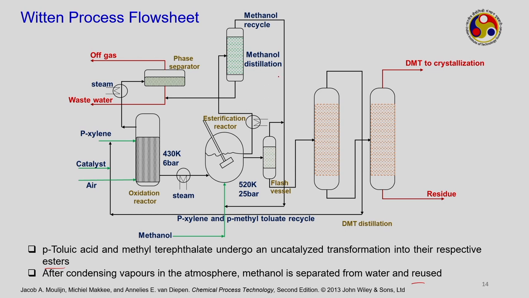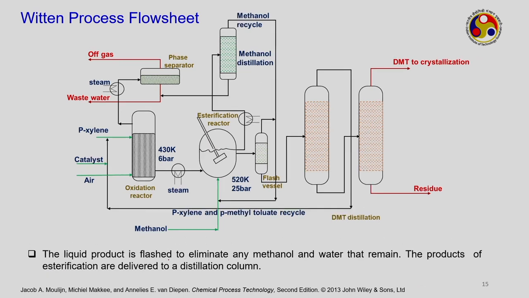So that is what I have said, this is the methanol recycle system. Methanol comes here, goes back and is sparged into the esterification reactor. So remember, in the oxidation reactor you have a catalyst, which is cobalt naphthenate. Here you don't have any catalyst, it's an uncatalyzed reaction. Esterification is uncatalyzed while oxidation is catalyzed. Okay, so this you should remember.